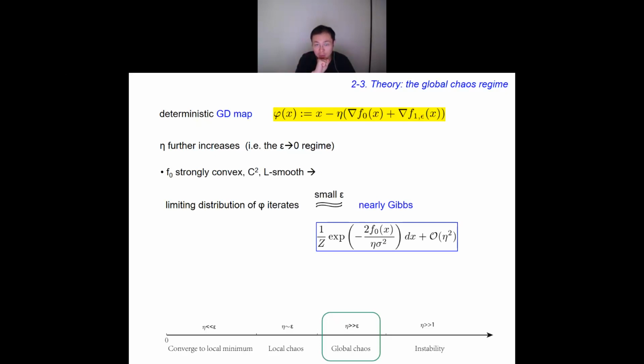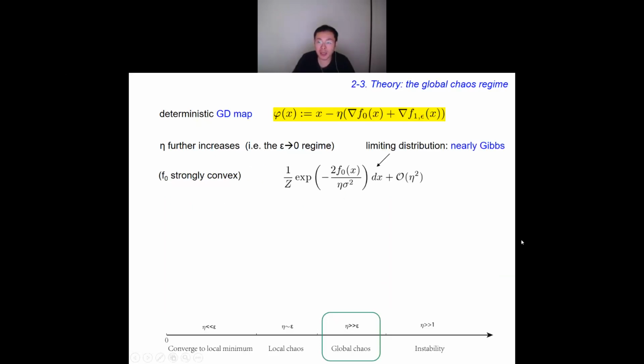For example, we can prove the following result. If F naught, the large scale potential, is strongly convex, C2 and L smooth, then the iterations of gradient descent no longer converge to a point. They converge to a statistical distribution, and we can quantify this limiting statistical distribution. It's almost like the Boltzmann-Gibbs distribution, but there is a correction. So it's not exactly a Gibbs distribution, but it's very close. The justification of this is very interesting, but pretty non-trivial, so I'm happy to tell you more offline. But instead, let me show you the implication of this result.